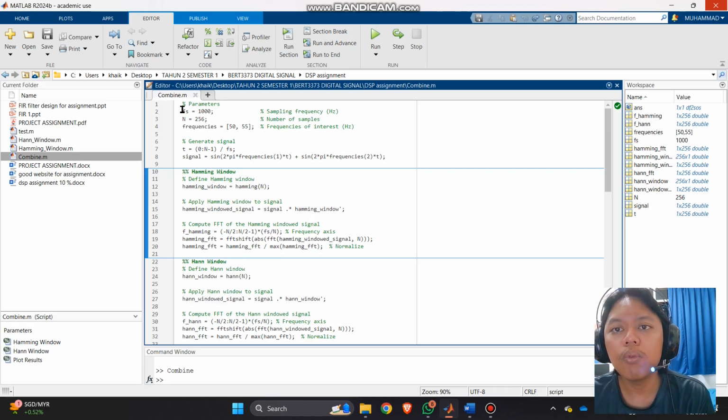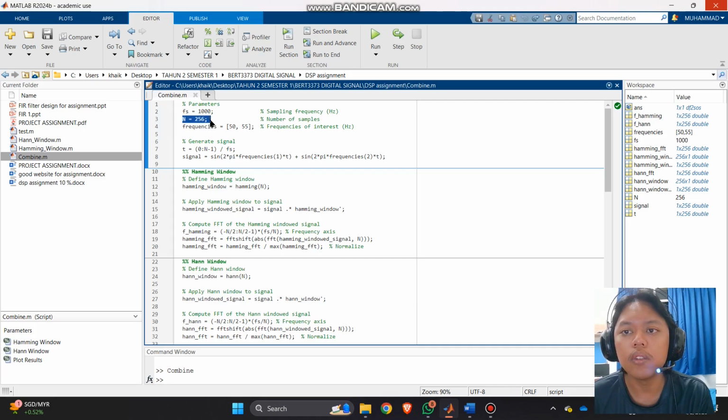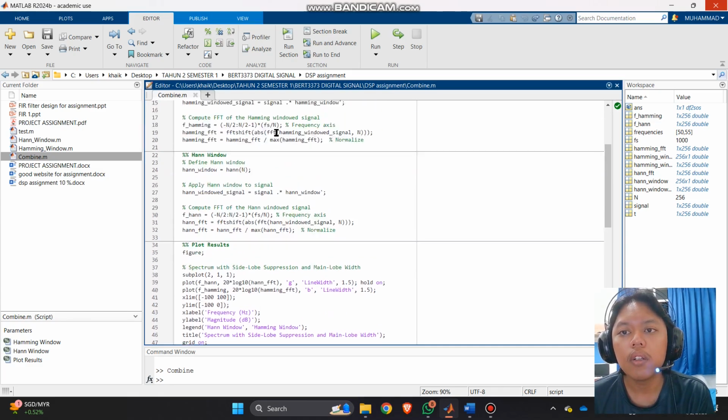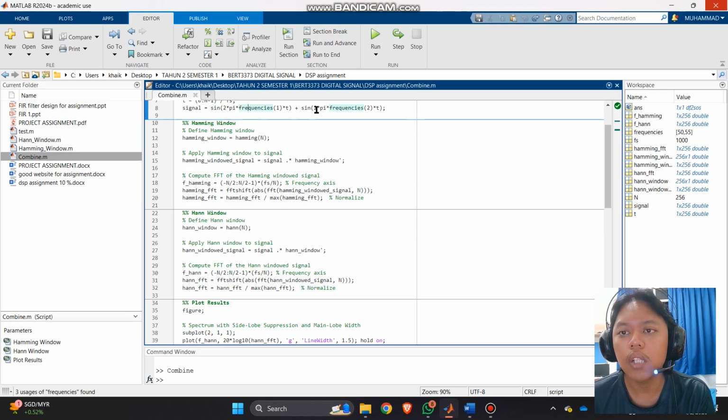Okay. Now we first look at the parameters that were given. The sampling frequency is 1000. The number of samples is 256, sorry. And the frequency was set at 50 and 55 Hertz. Okay, then time is 0 to n minus 1 divided by the sampling frequency to generate our signal. Okay, sin of 2 times pi times frequency times time.